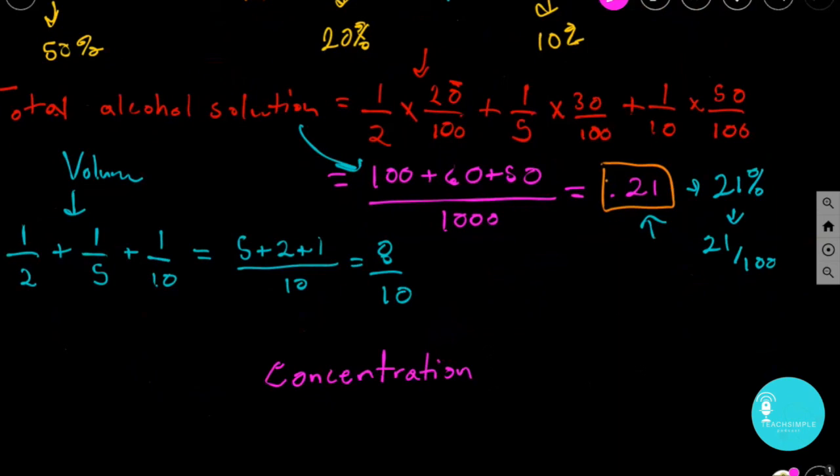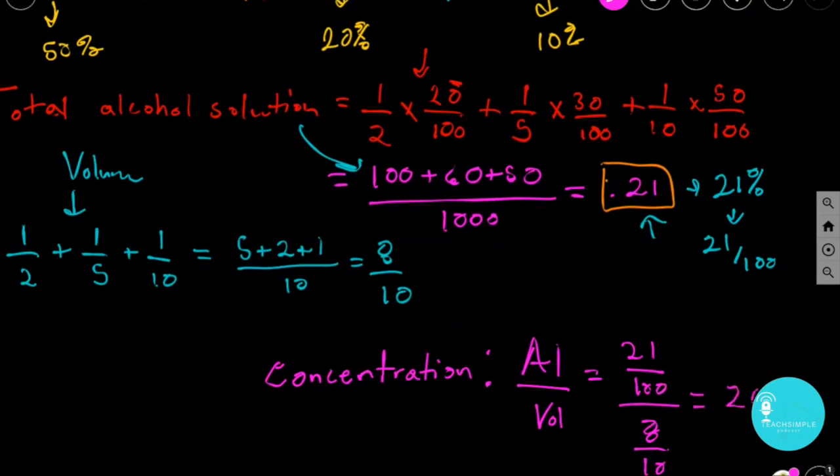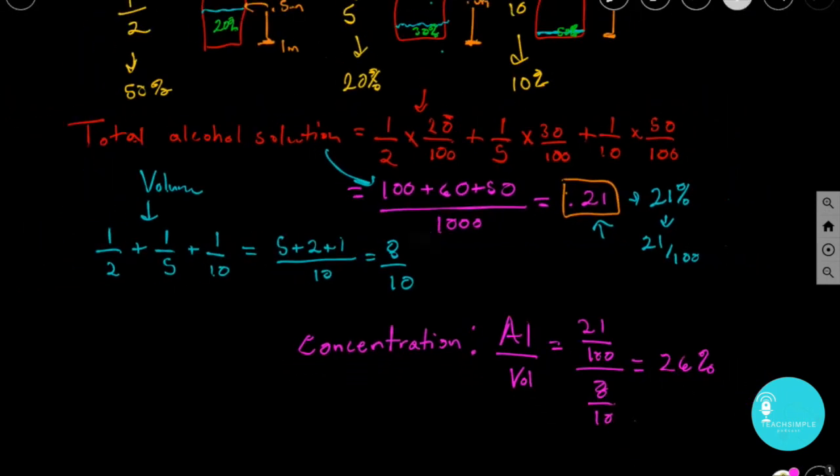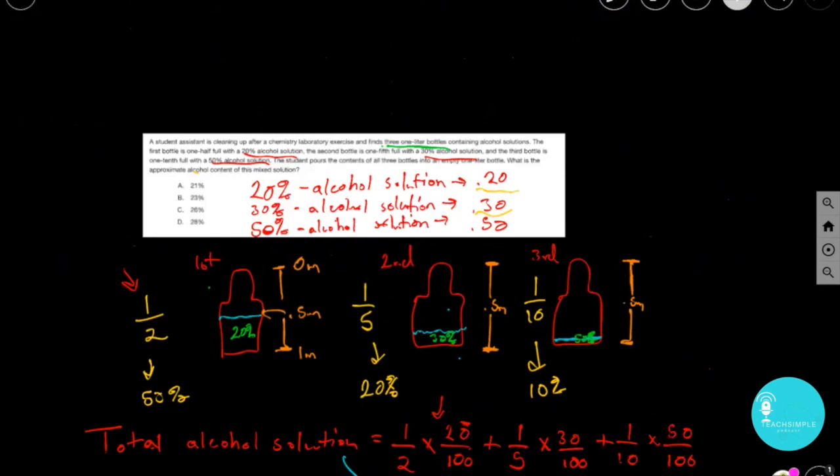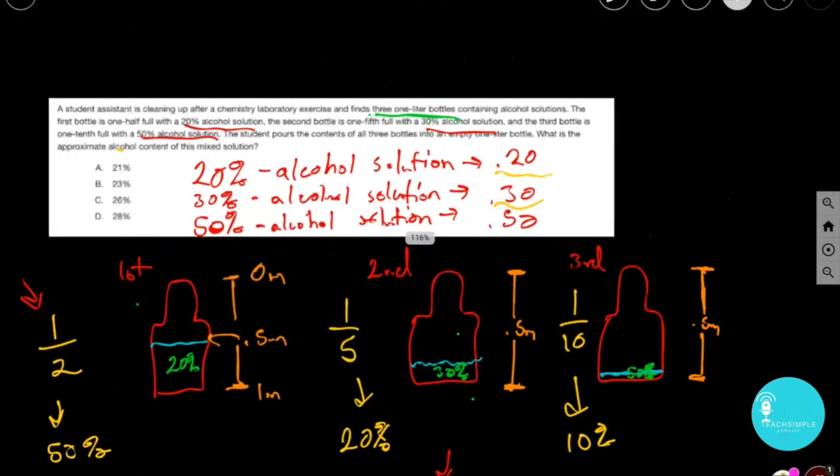So the concentration is going to be the alcohol solution divided by the volume, which is going to be 21 over 100 divided by 8/10. And so the answer is going to be about 26%. And so the answer to the question, what is the approximate alcohol content in the mixed solution?